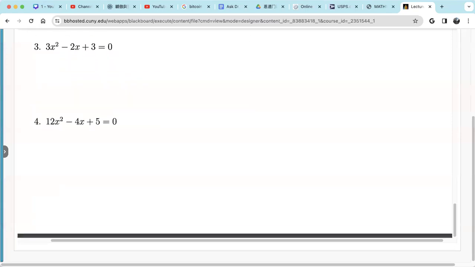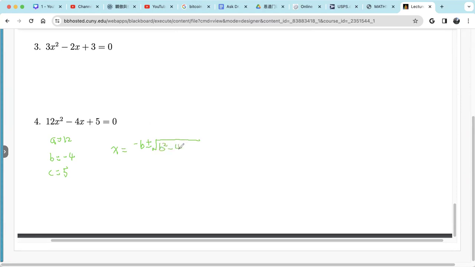Okay, last one, 4. Again, we figure out A, B, C. A is 12. B is negative 4. C is 5. So x equals, if you don't remember, try to write it down a couple of times, so this formula can register in your head.